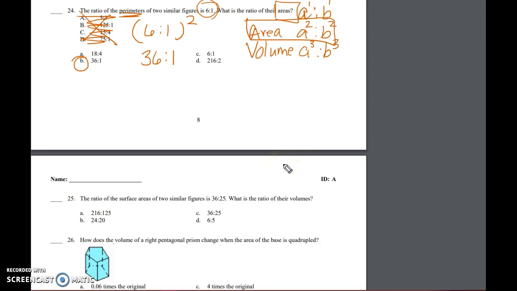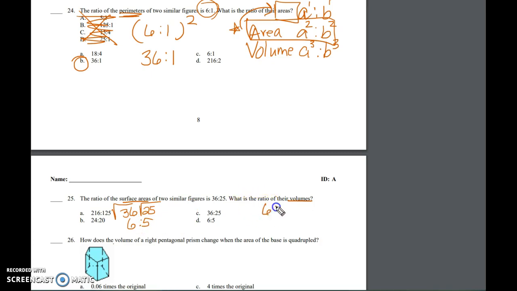Okay, 25. The ratio of the surface area, see, they're already telling me that surface area is 36:25. What's the ratio of the volumes? That means that 36:25, since it's already comparing the areas, it's already squared, which means I have to square root each one to find out the original scale factor. So I'm going from squared to first power, so I have to square root it. So that gives me 6 to 5.